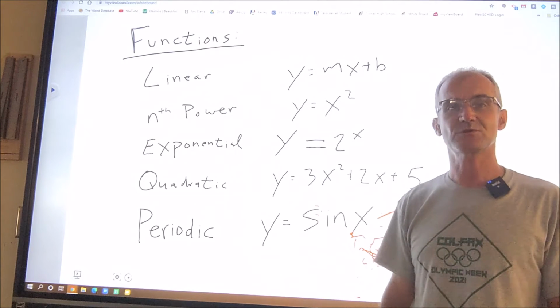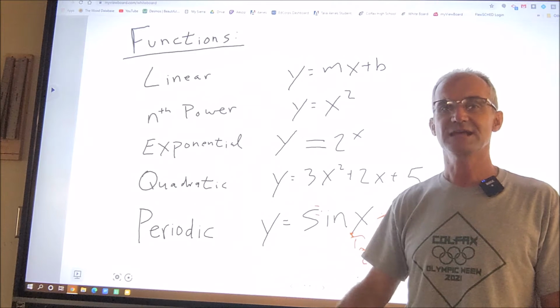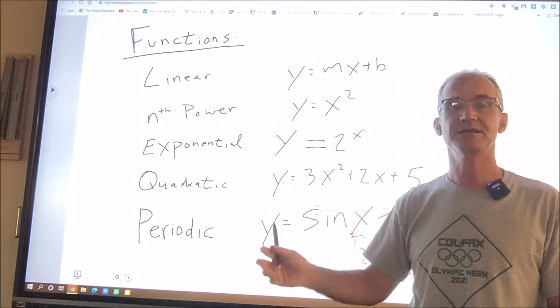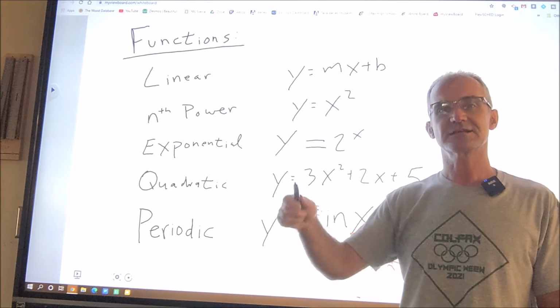The fourth function is quadratic, y equals ax squared plus bx plus c. As an example, something like y equals 3x squared plus 5x plus 6. That's going to look like a parabola.